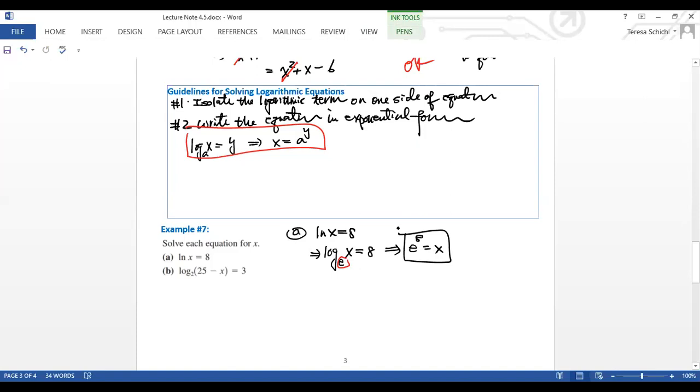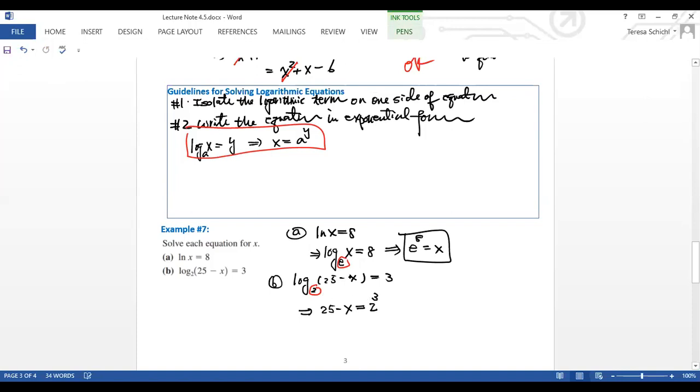Okay, now let's take a look at the second one here, right? Part B says log base 2 of 25 minus x equal to 3. All right, so here this is my base. So I change this to the exponential way. So what is that? That is 25 minus x equal to 2 to the what?